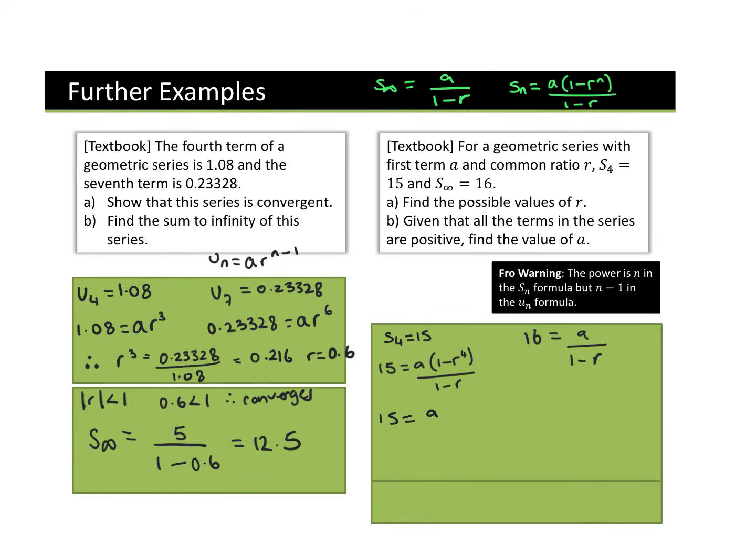15 equals a over 1 minus r times 1 minus r to the power of 4, does it not? Absolutely. So actually, I could then say, I know that a over 1 minus r is 16, so 15 equals 16 lots of 1 minus r to the power of 4. This is how I would use substitution. Instead of rearranging, trying to find a, you can substitute any which way you want, as long as it's exactly the same. We cannot change the value. So I'm going to get 15 over 16.